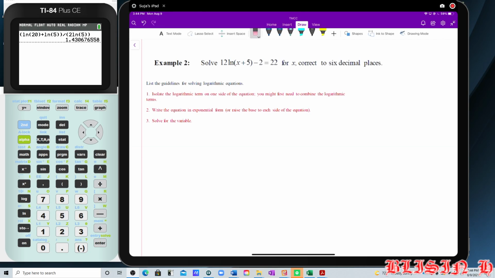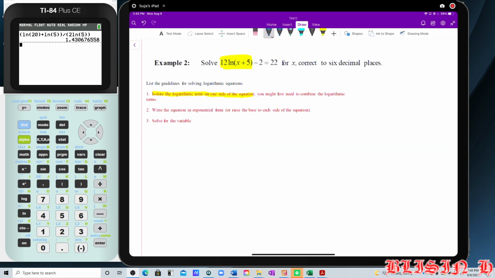In this example, you're solving a logarithmic equation. Again, the 3 steps to follow. Step number 1 is to isolate the logarithmic term on one side of the equation. So when I see here in my problem, my 12 ln(x + 5), this is my logarithmic term. So I'm going to keep that on one side and move the 2 to the other side of the equation.